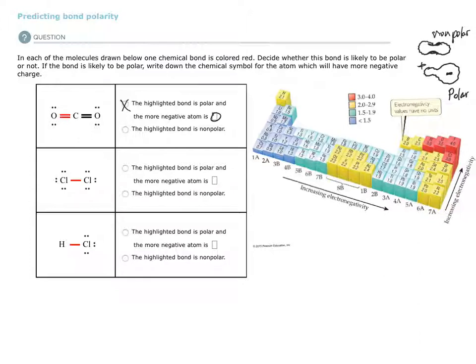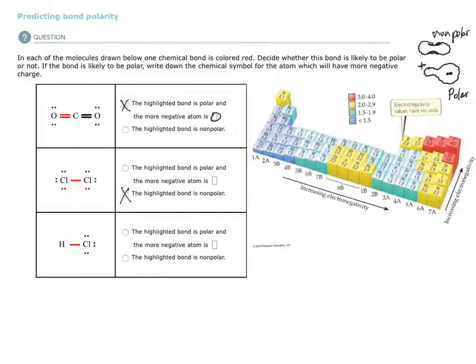Okay, how about the next one? Is it obvious? Does it jump out at you? I've got chlorine and chlorine. Which chlorine is pulling more than the other chlorine? They're pulling the same. If they're pulling the same, then it's going to be nonpolar, like over here, like the jelly donut. So I'm just going to say that it's nonpolar. They're pulling with equal strength.